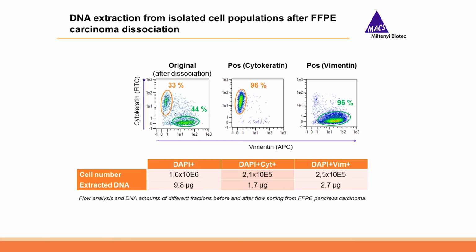In this case, we could isolate from two 50 micrometer sections 200,000 DAPI and cytokeratin positive carcinoma cells, and we could isolate them to a purity of 96%. And from this purified population, it was possible to isolate up to 1.7 microgram of DNA. So this is by far enough to do downstream whole genome sequencing or targeted next-gen sequencing.